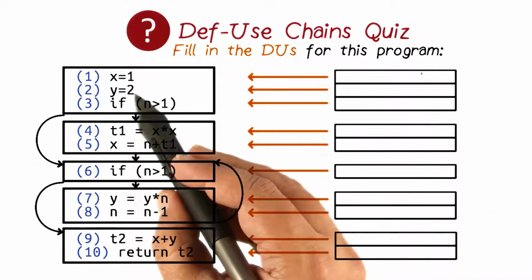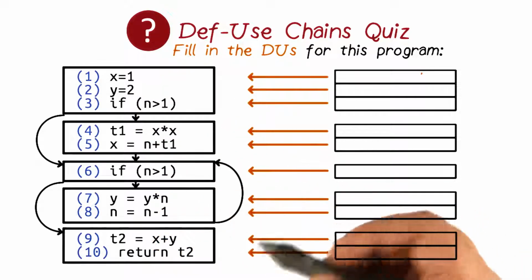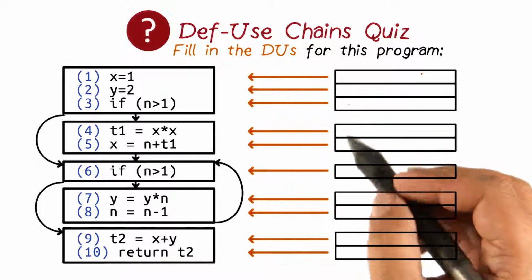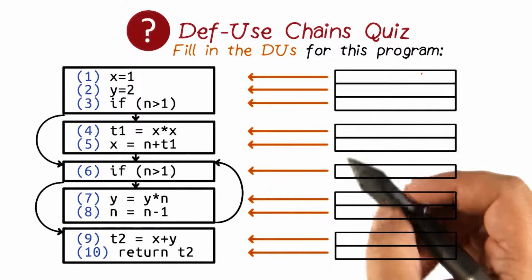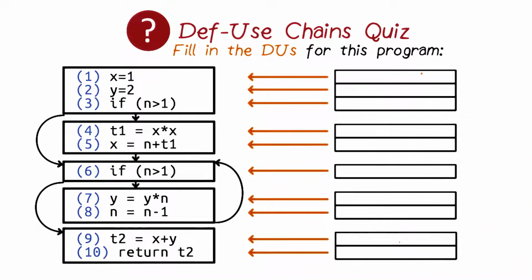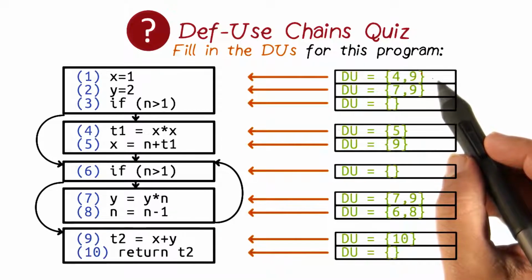Similarly, let's find out which statements are going to use y equal to 2 and so on. Using your knowledge of the data flow that we have seen, please go ahead and complete these definitions and uses in these boxes over here. We're going to go over some of these answers in terms of who is using this particular definition and the DU chains here.